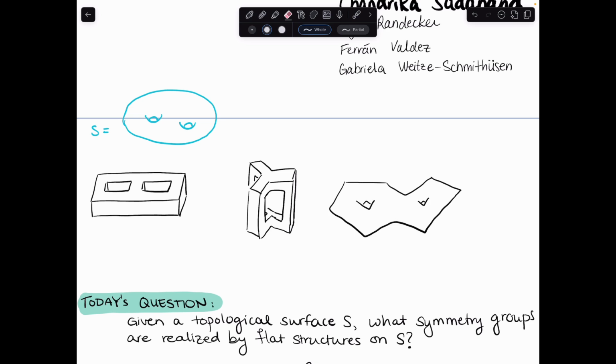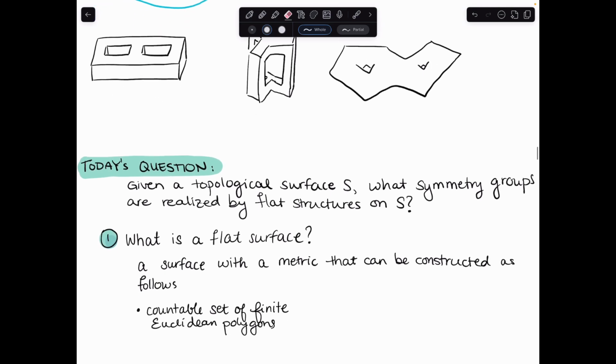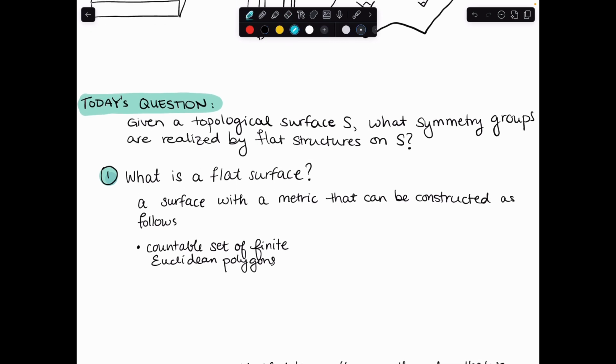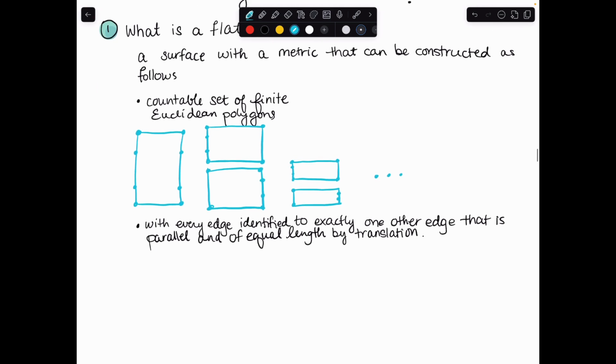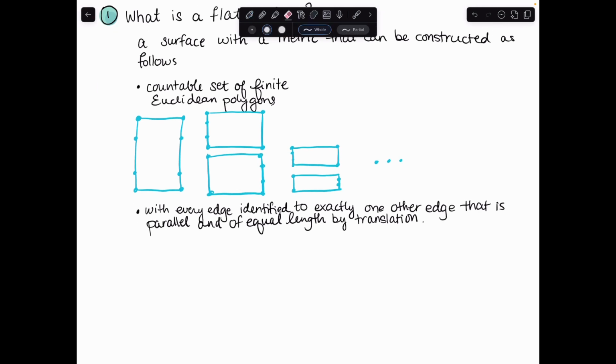In order to answer this question, we first need to know what a flat surface is. A flat surface is a surface with a metric that can be constructed as follows. We start with a countable set of finite Euclidean polygons. So I'm drawing an example here. And notice that these are not just rectangles. I've added a few additional vertices. And in each column, I draw a couple of rectangles that are half the height of the rectangle or rectangles in the previous column. And you can imagine how this would continue to form a countably infinite set of finite Euclidean polygons.